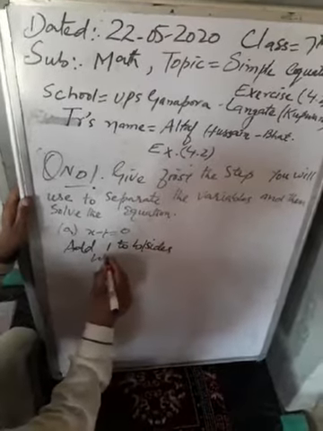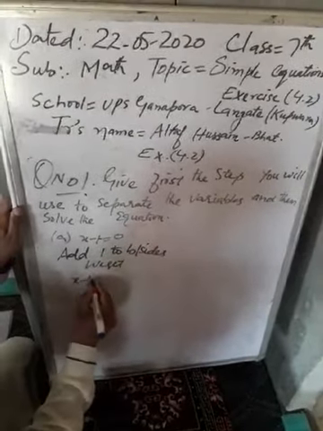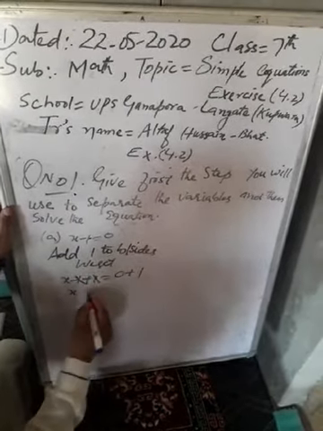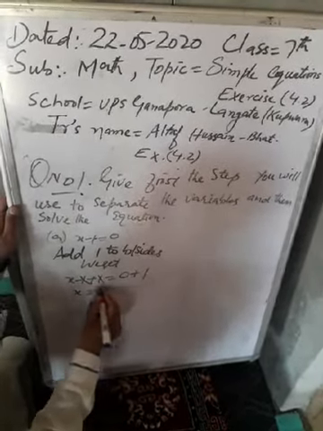To both sides we get, for example, x minus 1 plus 1 is equal to 0 plus 1. So that becomes 1 and 1 gets cancelled. So x is equal to 0 plus 1 that becomes 1.